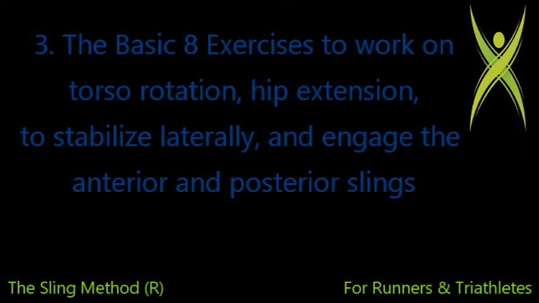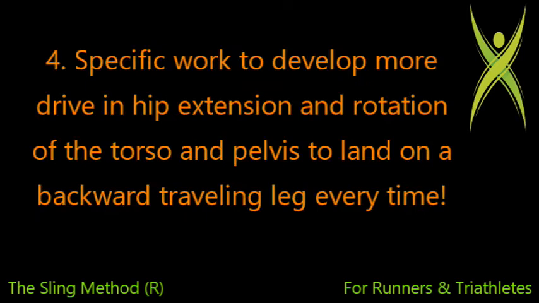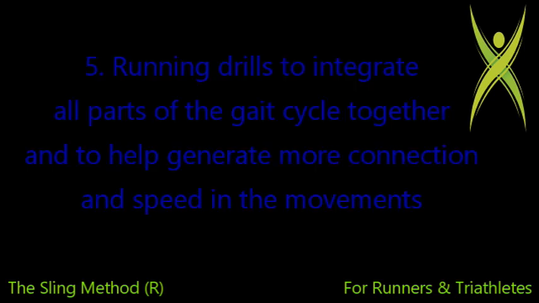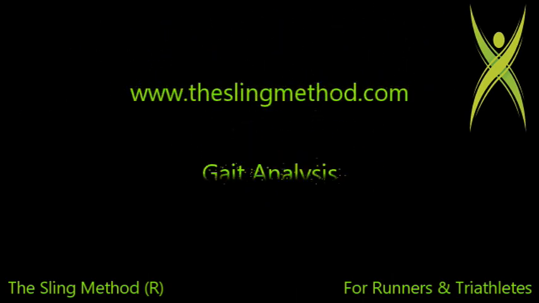The basic 8 exercises to work on torso rotation, hip extension, and to stabilize laterally and engage the anterior and posterior oblique slings. Specific work to develop more drive in hip extension and rotation of the torso and pelvis to land on a backward traveling leg every single time. And lastly, the running drills to integrate all parts of the gait cycle together and help generate more connection and speed in the movements that we produce.